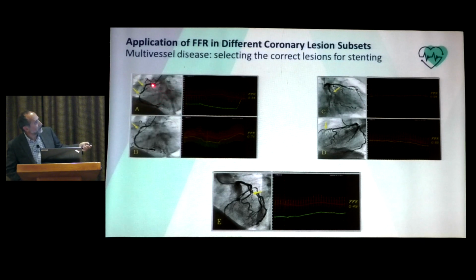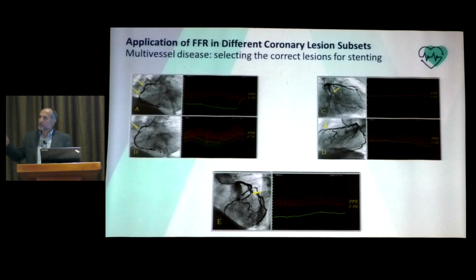Another patient, this is again with proximal and mid-RCA lesions. FFR is very low, so these lesions needed to be done. Sometimes you are faced with two sequential lesions, and you're not sure if both are significant. So in this patient, when the distal lesion was fixed and FFR was done on the proximal lesion, the reading was different, but again, still it was significant.